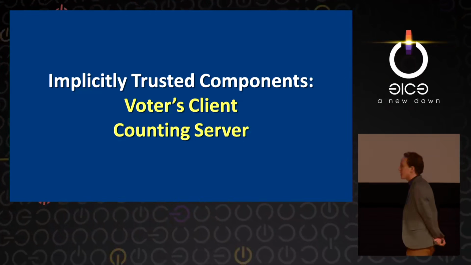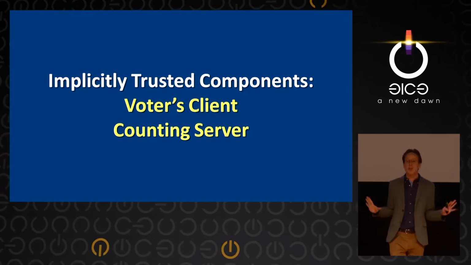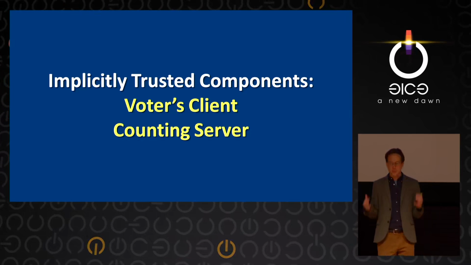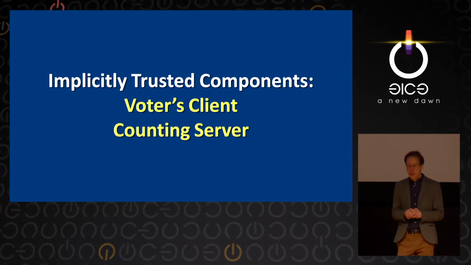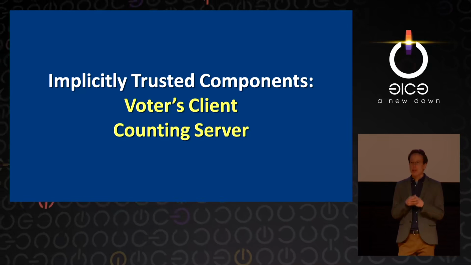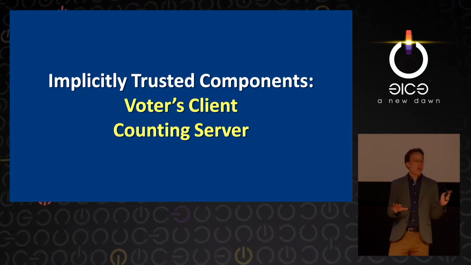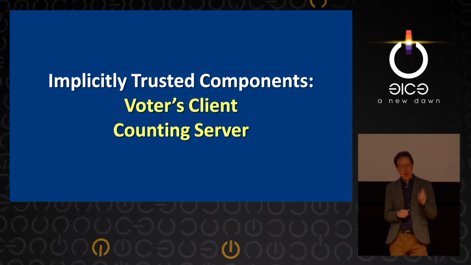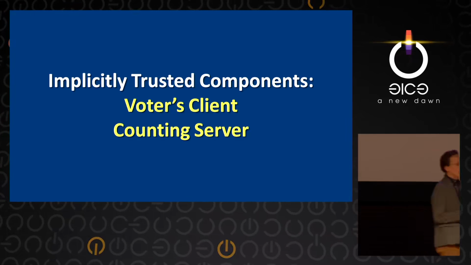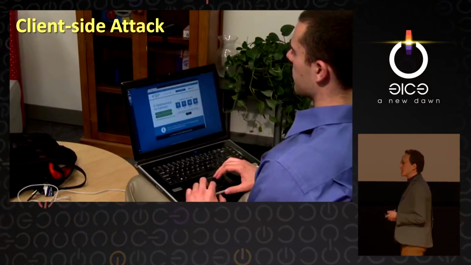There are two components of the Estonian design that, just by reviewing the design, you can tell are implicitly trusted components. And in security, when we say something is trusted, we mean basically that if it's hacked into, we're out of luck. So that's what we mean by trusted. These two components are the voter's client and the counting server. And let me tell you why both of these are serious vulnerability points in the Estonian design. Well, let's start with the client.